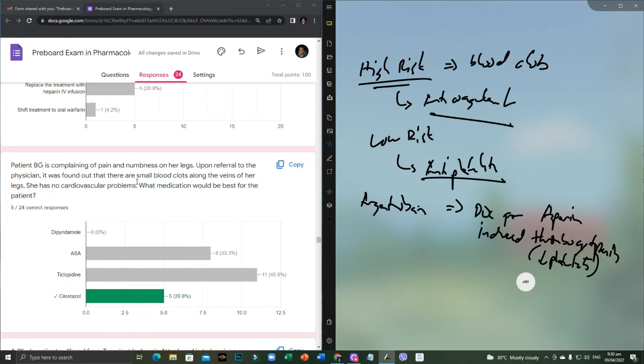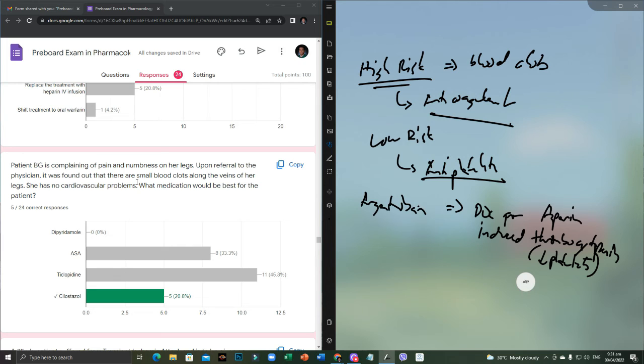Next question. Patient BG is complaining of pain and numbness on her legs. Upon referral to the physician, it was found out that there are small blood clots along the veins of her legs. She has no cardiovascular problem. What medication would be the best? Think of the term, huh? Would be the best for the patient.